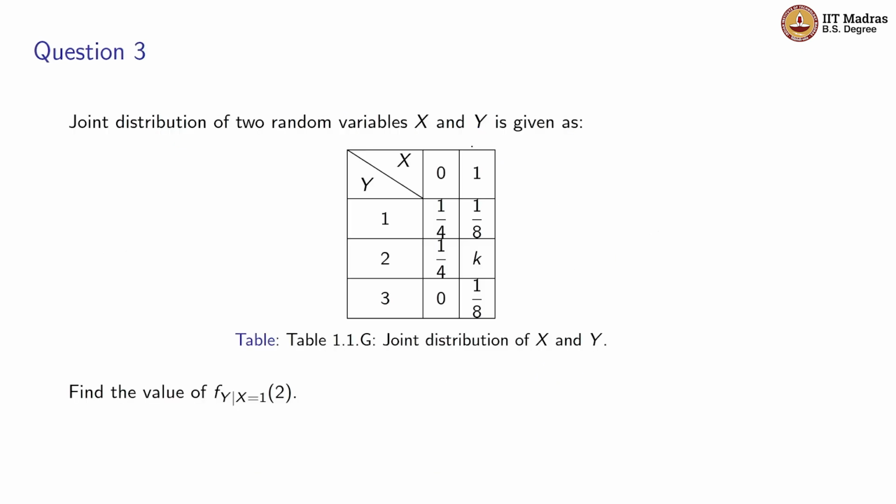Now coming to question number 3. Question number 3 says that the joint distribution of two random variables X and Y is given. In this table, the joint distribution of X and Y is given, and we have to find the conditional probability that Y is equal to 2 given X is equal to 1. Before that, first of all, we have to find the value of the unknown k.